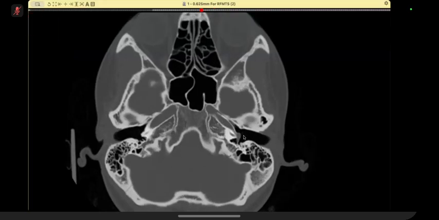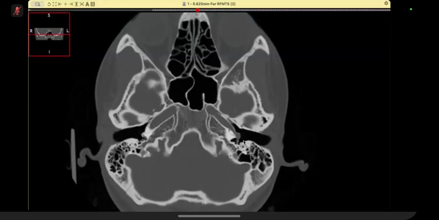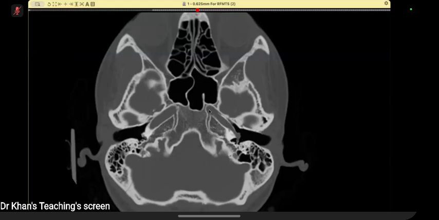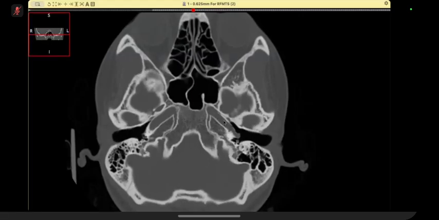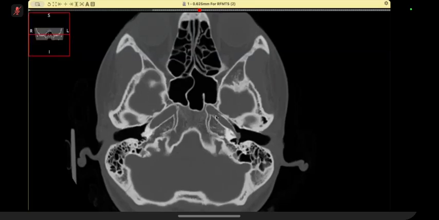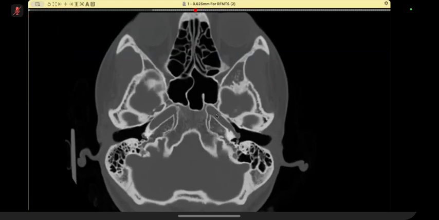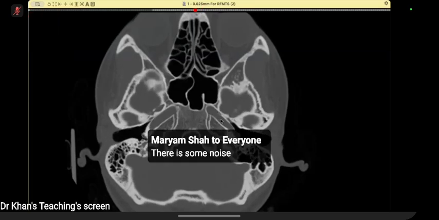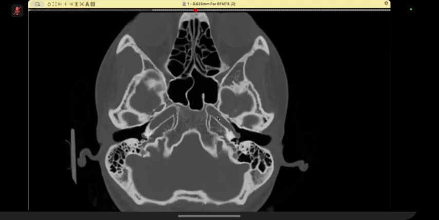I'm going inferiorly. Which part of anatomy is this where my mouse is? The straight structure. Sir, I couldn't remember it right now. Say again, please. Sir, I couldn't remember right now. Okay, you cannot remember. Don't worry, don't worry, don't worry.